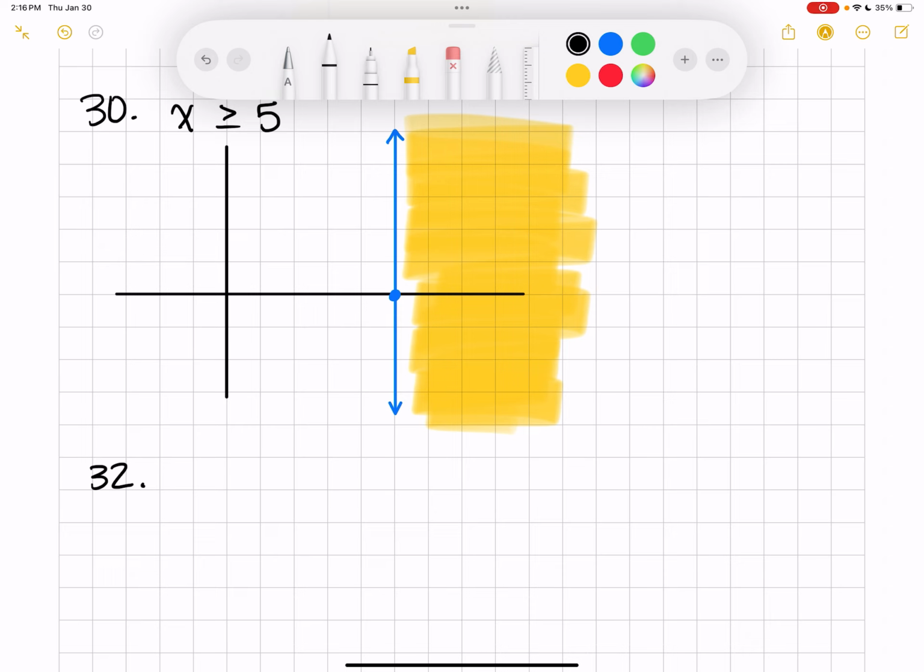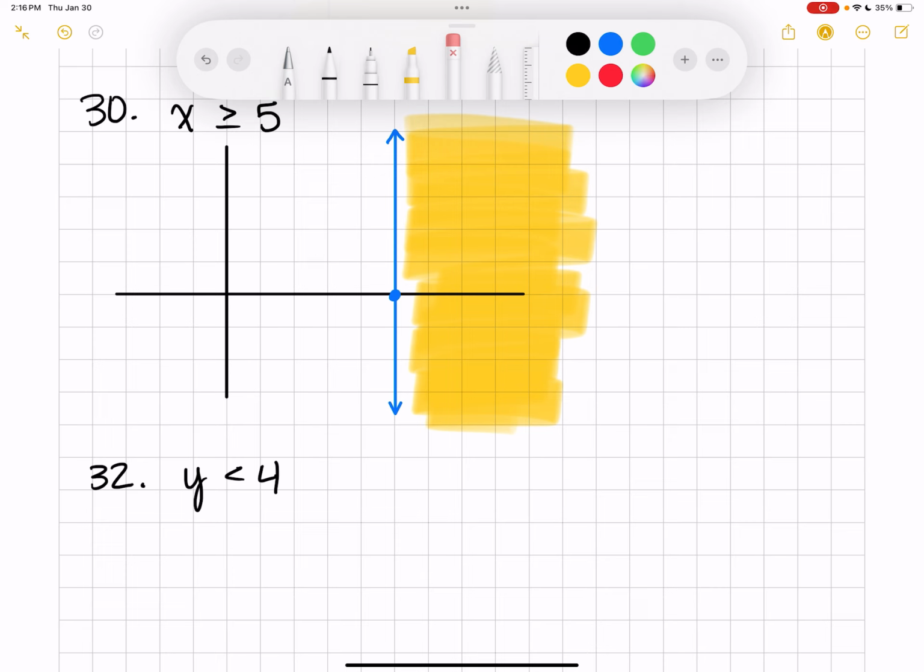I just did. All right, number 32. y is less than or equal to 4. When we had y equal to something, what did we do? Actually, I'm going to make this one just less than. I'm going to modify it.